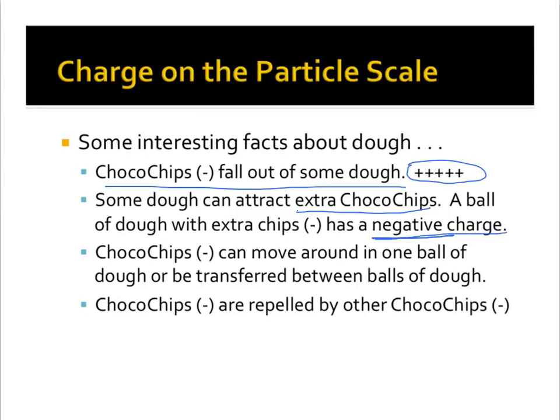Some choco chips can move around in one ball or be transferred between balls. So we can have cookies that have all of their chocolate chips on one side, or a few of their chocolate chips can go to the other atom. Choco chips repel other choco chips. That's because they have a negative charge, so they want to get as far away from each other as possible.